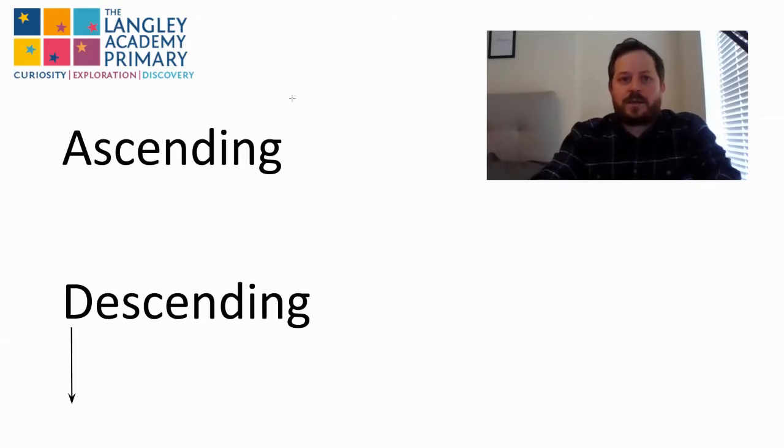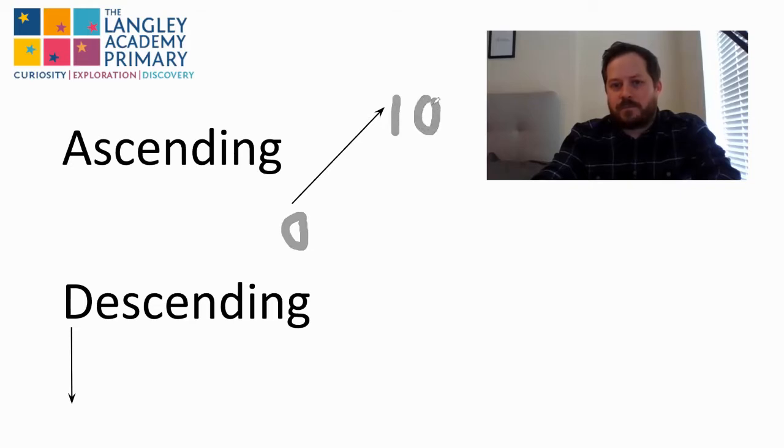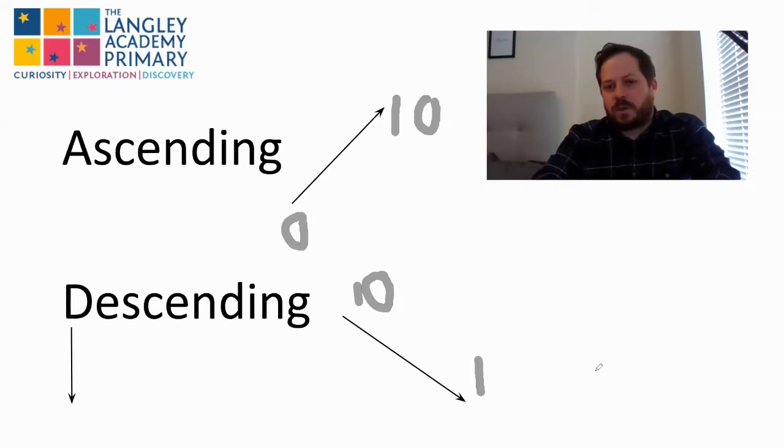So ascending, you are looking to go up in numbers from your smallest number to a large number. Whereas when you're descending, you are going down, so you are traveling in the opposite direction. You're going down, and you are going from the larger number down to your smaller number, wherever it must be.